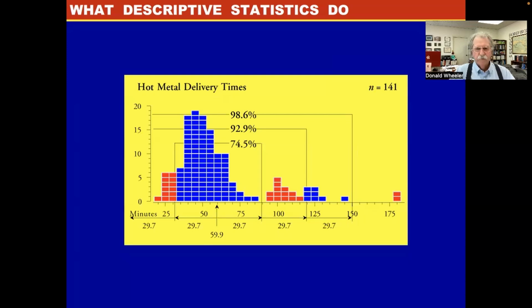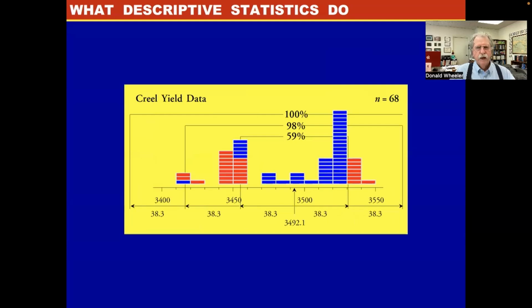Hot metal delivery time data. And we saw yesterday the average is 60 minutes, the standard deviation is 30 minutes. And we go 1, 2, 3, we get 75%, 93%, 99%. And the creel yield data. Average is 34.92, standard deviation is 38.3. We go 1, 2, 3, we get 59%, 98%, 100%.